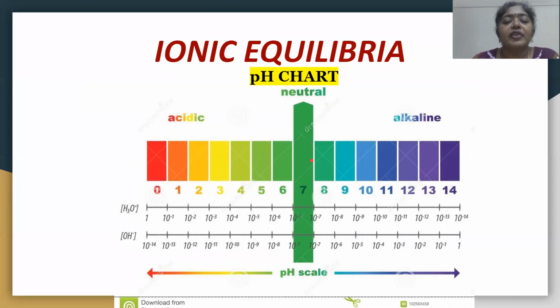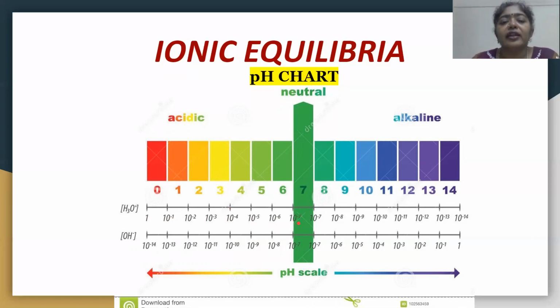On the other hand, when the pH is less than 7, what does that indicate? If the pH is less than 7, it indicates that my hydronium ion concentration, or my H plus ion concentration, is more than 10 power minus 7. Remember, these are raised to negative powers. So as I go to the left, the value increases from 10 power minus 7. If I go to the left up to 1, that means the concentration of H plus ions or hydronium ions increases, and that is why the solution is going to be acidic.